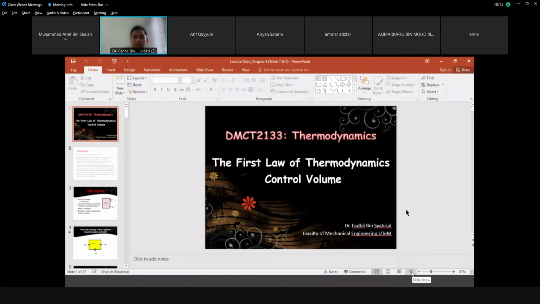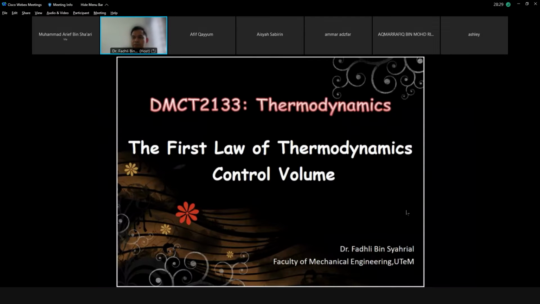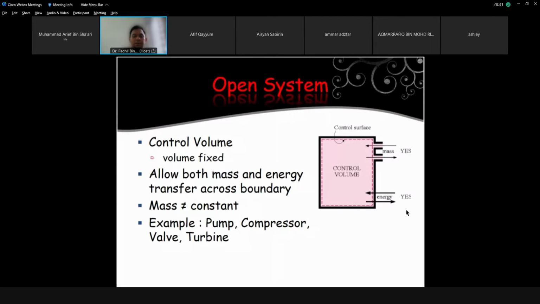In closed system, they have only 2 or 3 equations, but for control volume, they have 5 to 6 equations, if I'm not mistaken. Okay. And for open system as well, they have more than 5 devices that we have learned.